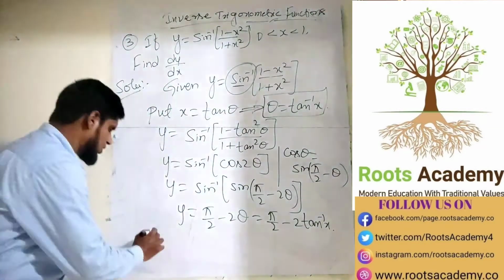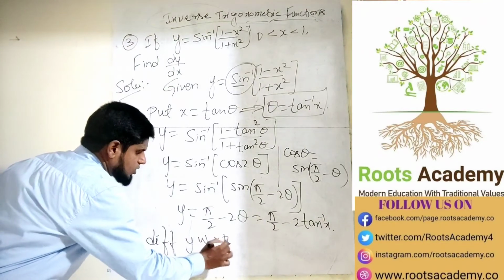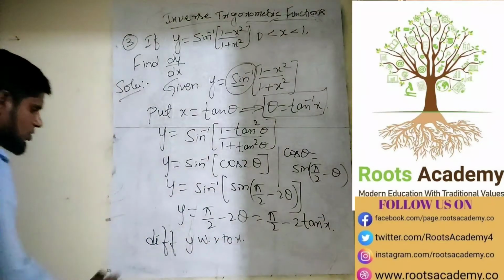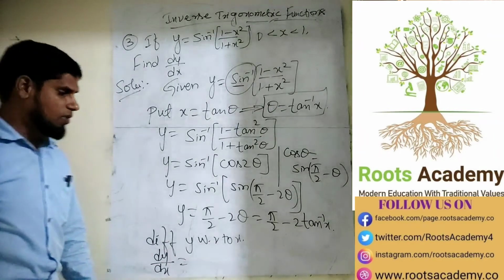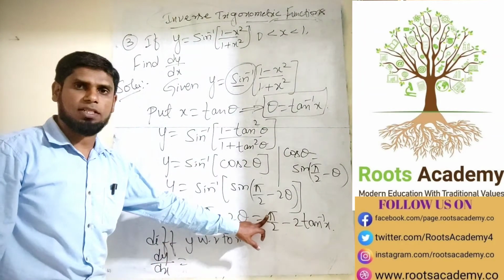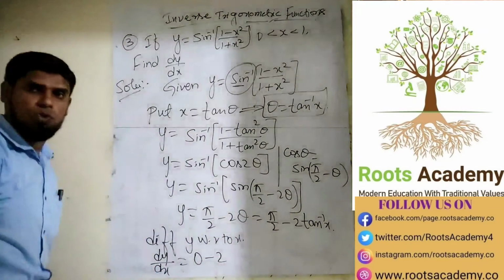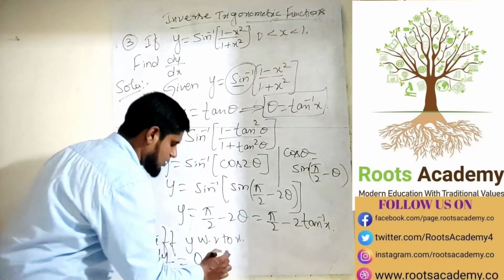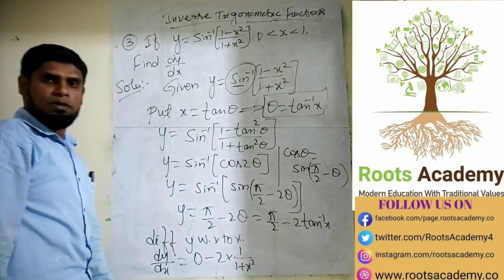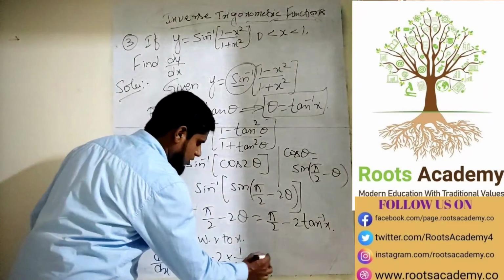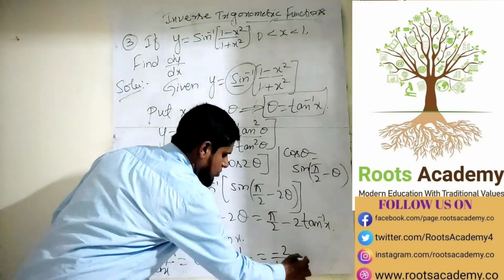Now let me differentiate this. Differentiate y with respect to x. What will I get? dy by dx is equal to pi by 2 is a constant, so its derivative is 0, minus 2 times the derivative of tan inverse x, which is 1 divided by 1 plus x square. And the final answer is minus 2 divided by 1 plus x square.